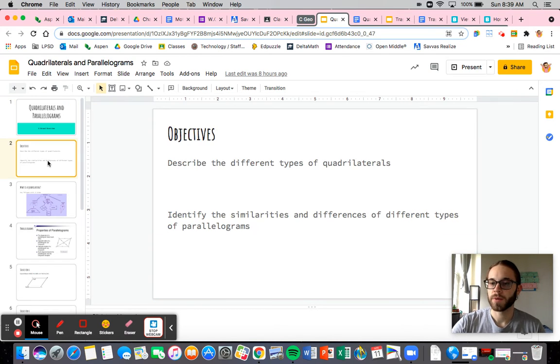All right, so what are our actual goals of the day? We are going to describe what quadrilaterals are, and we're going to talk about the similarities and differences of some of the different types of parallelograms. So we're really going to focus today on parallelograms.